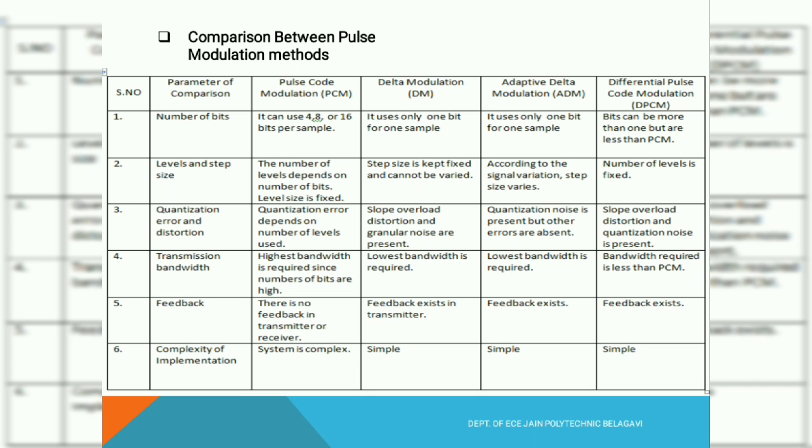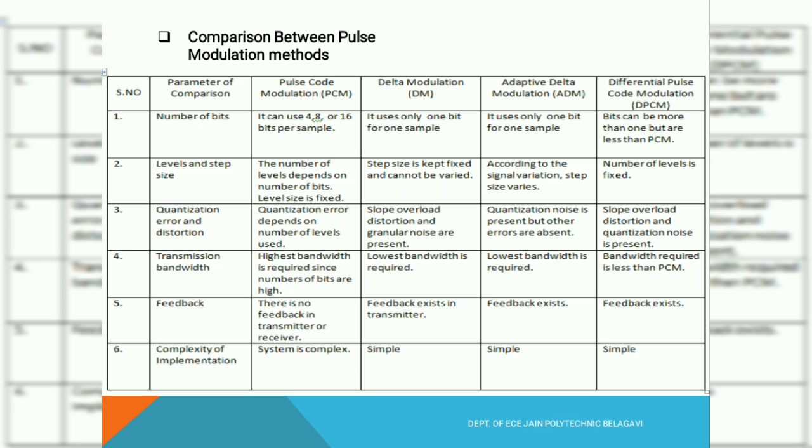Okay, so next parameter, quantization error and distortion. Quantization error depends on the number of levels used. In pulse code modulation it depends on the number of levels used. Next, in delta modulation slope overload distortion and granular noise are present, what we previously discussed. In adaptive delta modulation quantization noise is present but other errors are absent. Next, in differential pulse code modulation slope overload distortion and quantization noise are present.